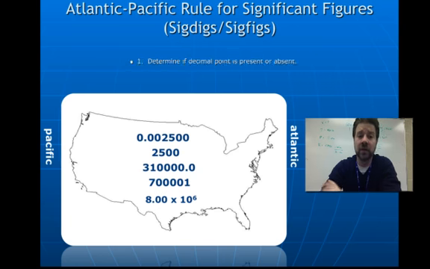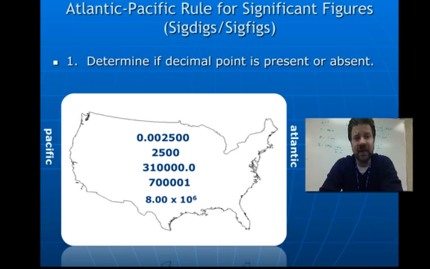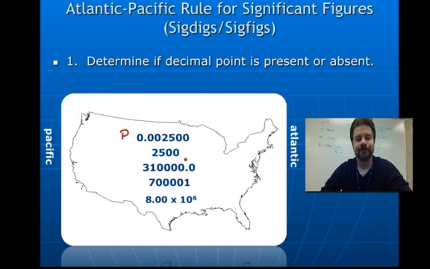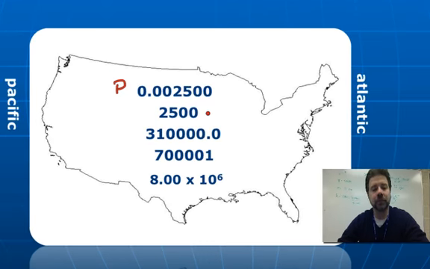Let's start with step number 1. It says determine if the decimal point is present or absent. All we have to do here is visually look at a number and determine whether there's a decimal point there or not. In the case of the first number here, I definitely see the decimal point, so I'm going to put a P, meaning present. 2,500. I do not see a decimal point, so I'm going to put A next to that one.